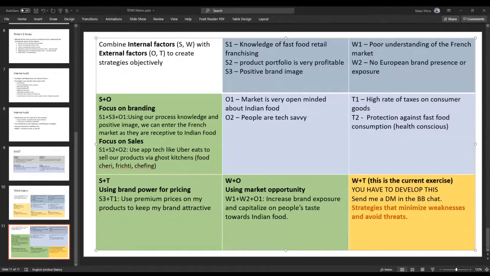Make this bigger as well. Sorry. 16. Yeah, 16 is good. 16 again. Yeah. So, and I asked you guys to do this part on your own, the exercise.